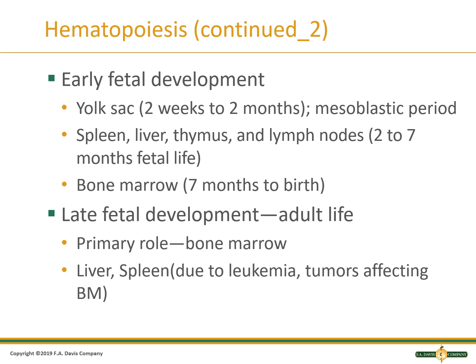Then, as we mentioned previously, the liver and spleen can kick in and start doing the hematopoiesis in lieu of issues with the bone marrow, such as leukemia or tumors that are affecting the bone marrow and that production, even though it can put additional stress on those organs in the body.